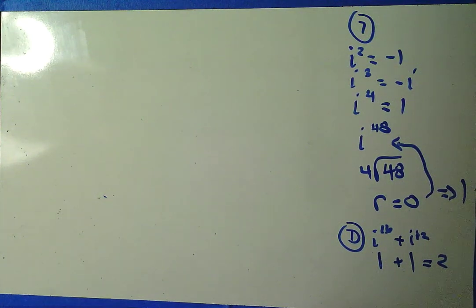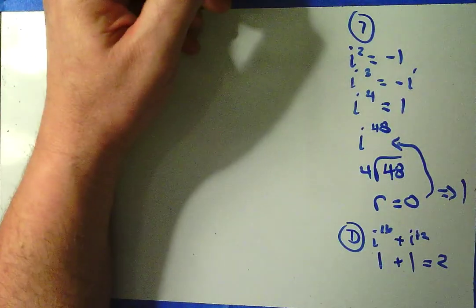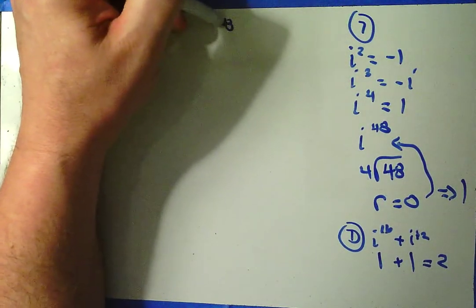I don't see any with negative 2, do I? No. I see a 0, a 0, a 0, and a 0. So 2 is definitely bigger than 0. D for number 7.